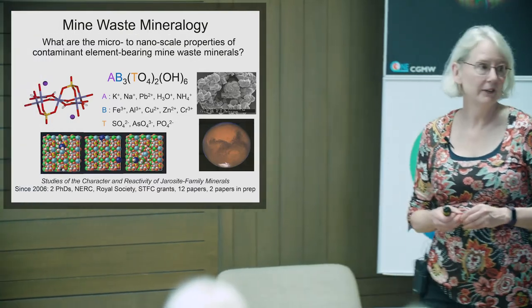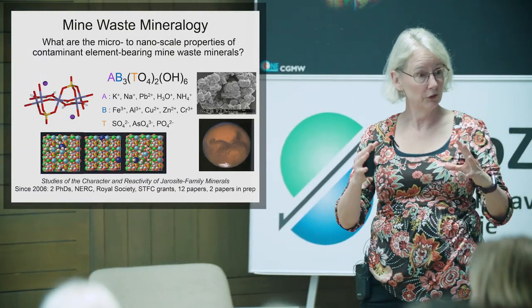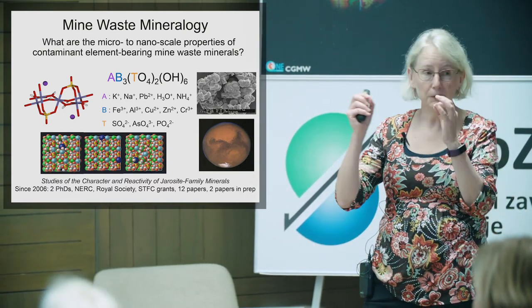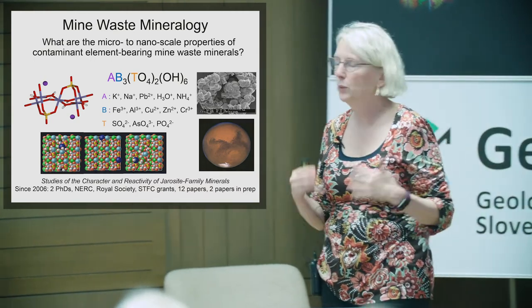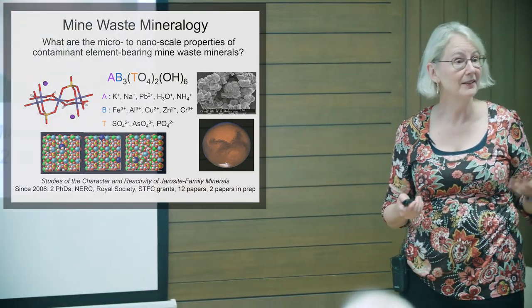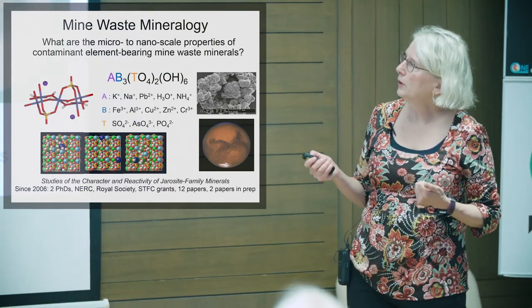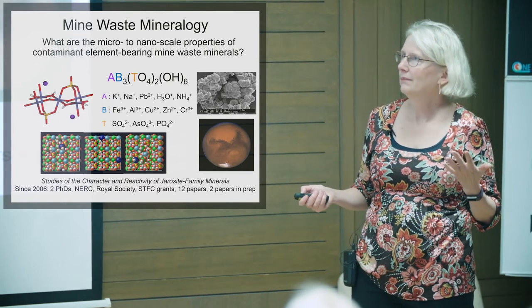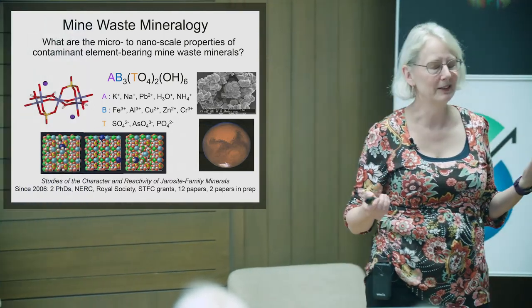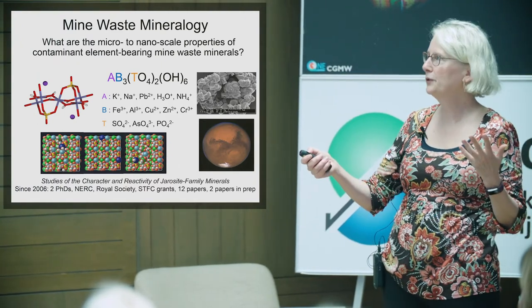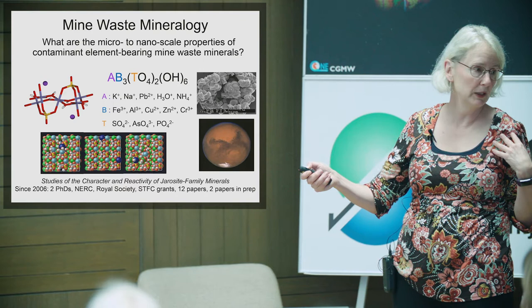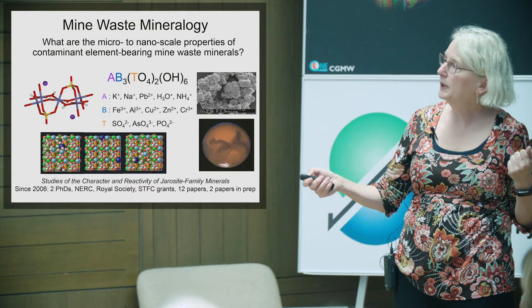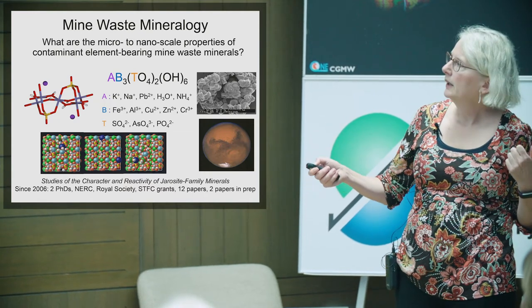So some of the questions we ask ourselves: first of all, we start with characterization. We want to know what the minerals are, and that's often the hardest thing, trying to figure out what they are when they're so poorly crystalline, and where the contaminants live in the mineral. One mineral group I've particularly worked on is the jarosite mineral family. I'm not really sure why I picked jarosite. I think because it's yellow and kind of cheerful and it's such an interesting mineral. Here's the general formula, AB3(TO4)2(OH)6. In the A, B, and T sites, we can put all sorts of different elements, and some of them are contaminants.